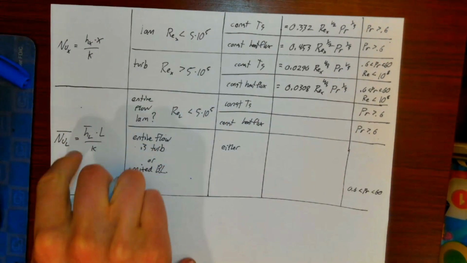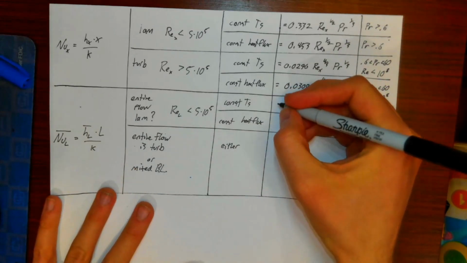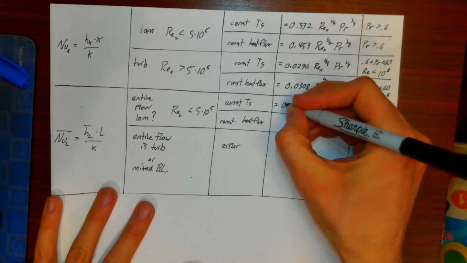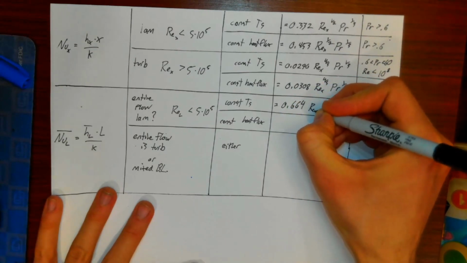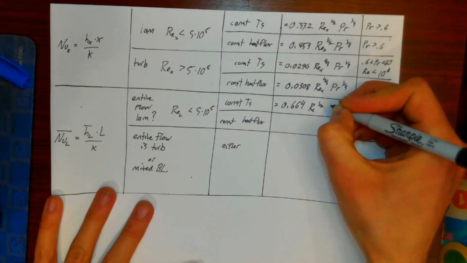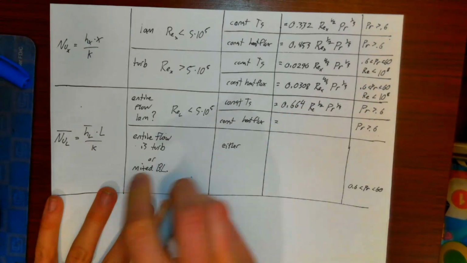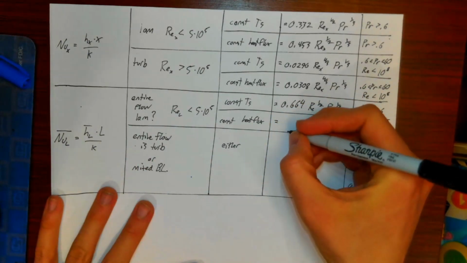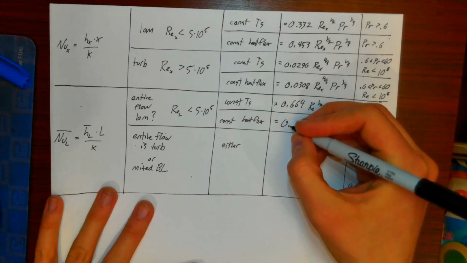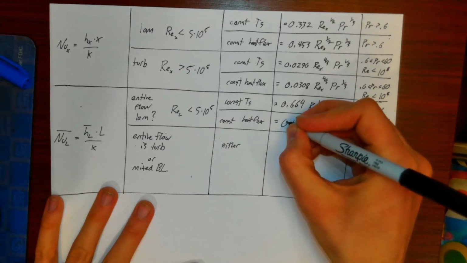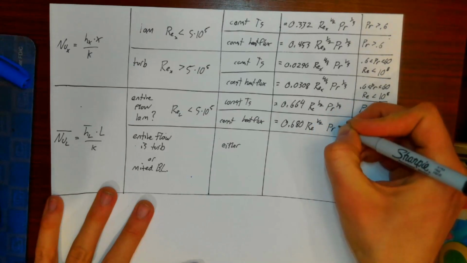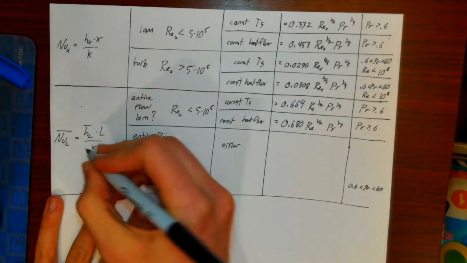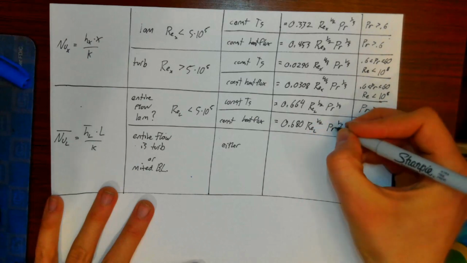We're now in averaged Nusselt number regimes. So this average is 0.664, Reynolds number to the 1/2, Prandtl number to the 1/3. This one is equal to 0.680, Reynolds number to the 1/2, Prandtl number to the 1/3. And of course, for these ones, we're doing Reynolds number sub L.